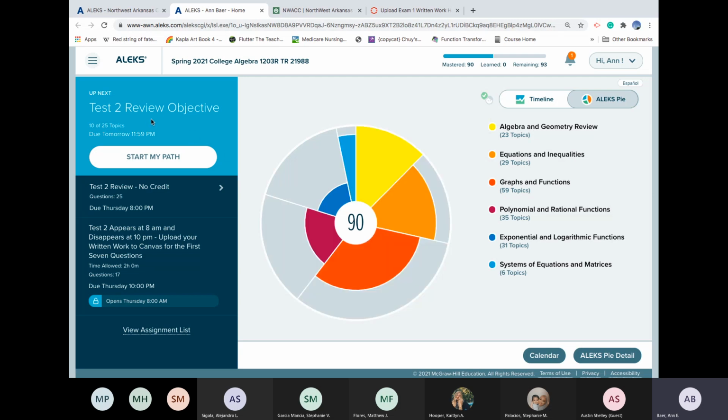So you will see that the test 2 review objective is due tomorrow at 11:59 p.m. You will see the test 2 review no credit assignment is due Thursday at 8 p.m. And then you will see this test 2 appears at 8 a.m. and disappears at 10 p.m. Upload your written work to Canvas for the first 7 questions. You should also see that when you click on assignments to start your test.